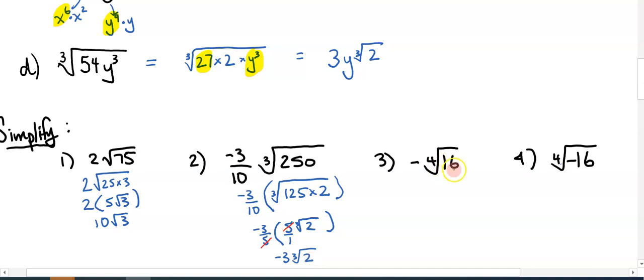Here, 16 is a perfect fourth power. If I don't know what my perfect fourth powers are, then I can generate them.